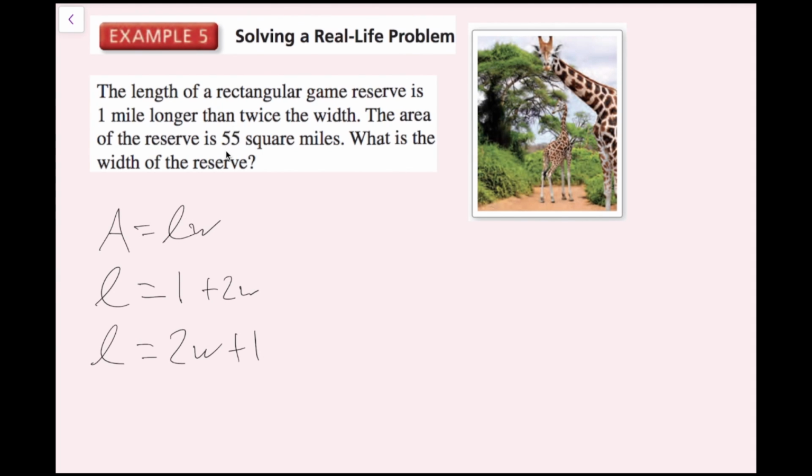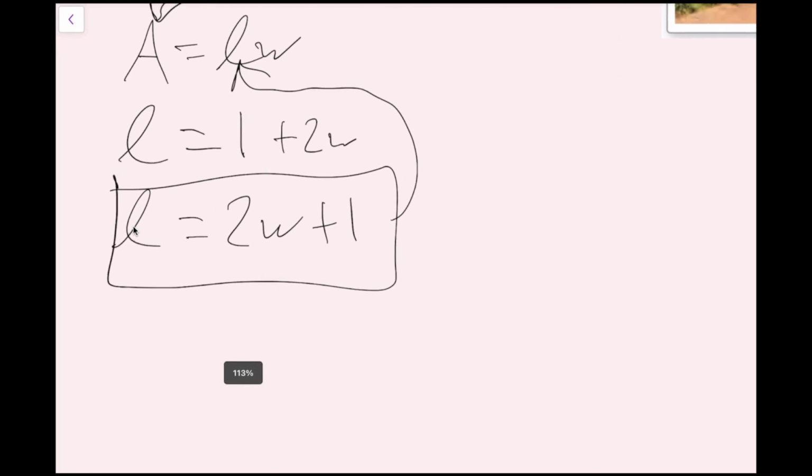And I also have the area of the entire rectangle, which is going to be 55 square miles. So I can plug this in for A. If I take this and plug this in for A, and then I take this and plug this in for L, I can rewrite this and then solve that equation. So I'm going to zoom in.